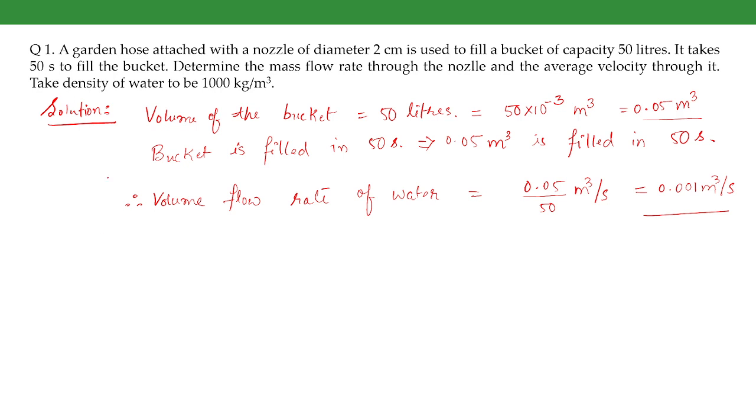Okay, now what is the area of the nozzle? It has a diameter of 2 centimeter, therefore the area of the nozzle is equal to pi by 4 diameter square. So 2 centimeter in meter, if we convert it, we can write it as 0.02 meter, whole square. So this is pi into 10 to the power minus 4 meter square.